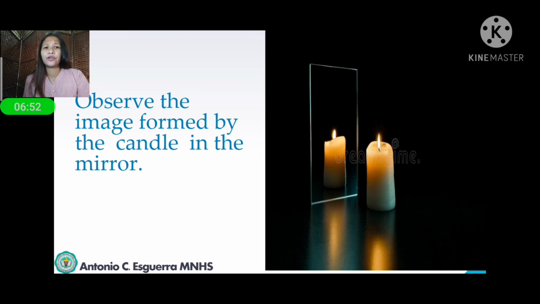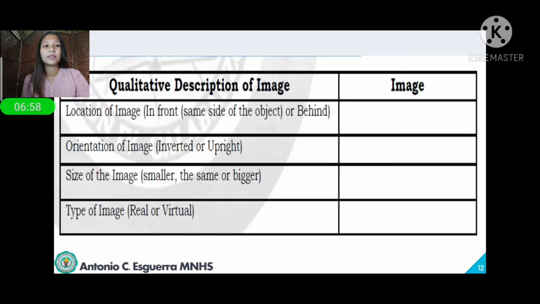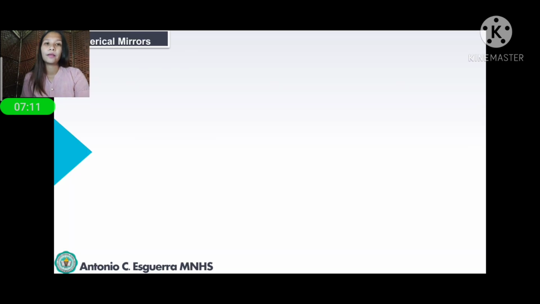What did you observe about the image formed by the candle in the mirror? The location of the image is on the same side as the object. The orientation of the image is upright. The size of the image is the same. And the type of image is virtual.